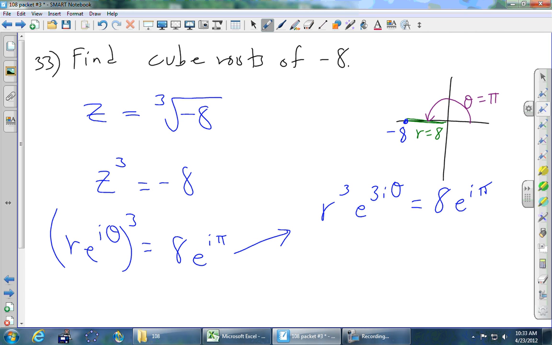And now finally, I have simpler stuff that I can equate. What do you think r cubed is going to equal? Probably this 8. And I've got a 3 times theta. What do you think that's going to equal? The pi. You just make the things that are in the same places equal each other. So we'll write down 2 brand new equations: r cubed is 8, and 3 theta is pi.